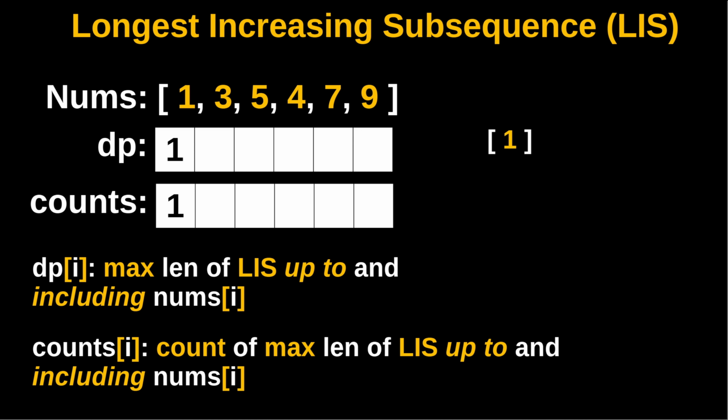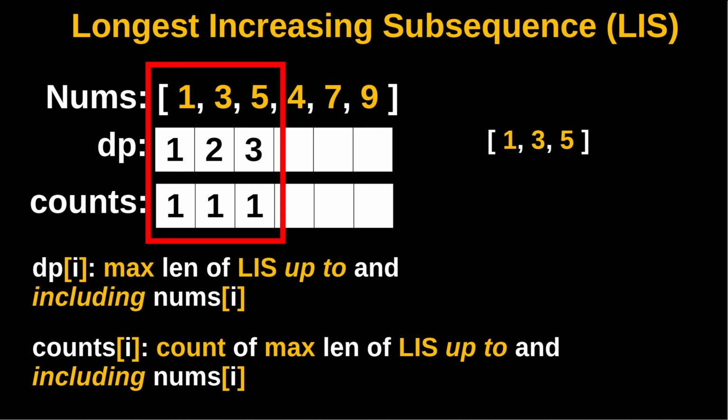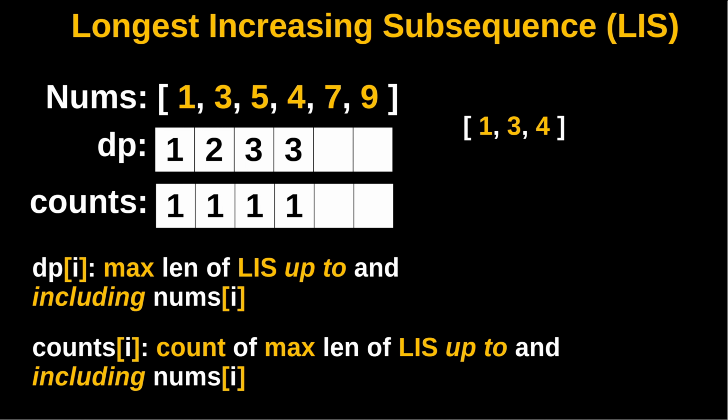Now let's start with the first element. Suppose the array only has the first element. The longest increasing subsequence here is 1, and there's only one of them. If the array has these 2 elements, then the longest increasing subsequence is 1, 3, and there's only one longest increasing subsequence. If the array has 3 elements, the longest one is 1 3 5 with a length of 3, and again, we only have one of these. If the array has these elements, the longest one we can make that includes 4 is 1 3 4. There is only one longest increasing subsequence.